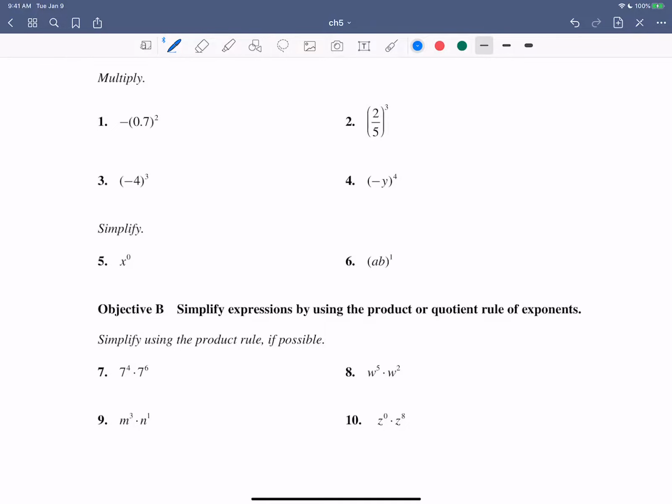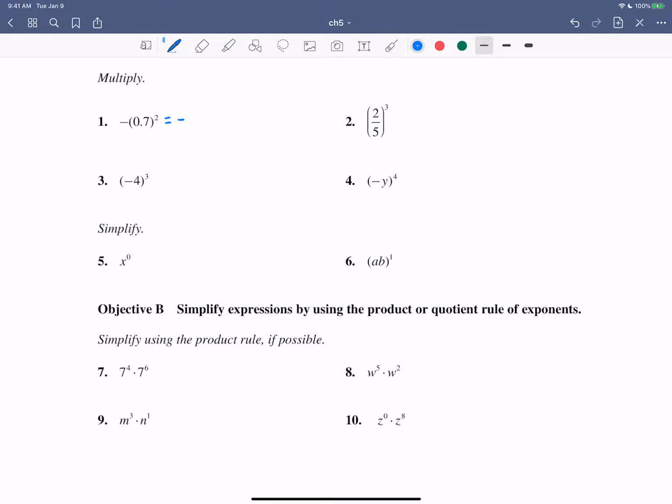Number 1. Negative 0.7 squared. Notice that the negative sign is outside the grouping symbol. Therefore, the negative sign is not part of the base. So when you solve this problem, simply copy the negative sign first. And then 0.7 is inside the grouping symbol. Therefore, 0.7 is the base.